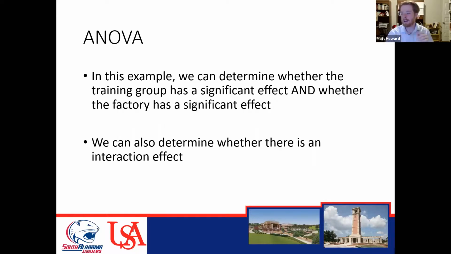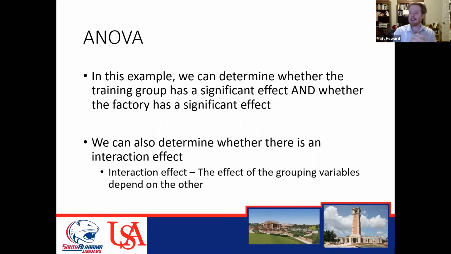We always need to think about interaction effects because they're so common and so influential. So we need to first figure out what an interaction effect is. An interaction effect is when the effect of a grouping variable depends on the other. This is the definition in the context of ANOVA. We're going to cover interaction effects in the context of regression next week, but in the context of ANOVA, an interaction effect is when the influence or the effect of a grouping variable depends on the other grouping variable.